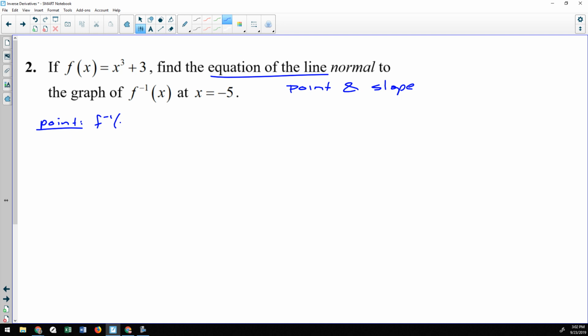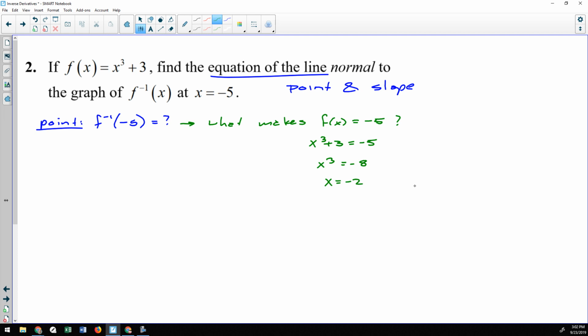So I need f inverse of -5. And to do that, I'm going to have to think, what makes my function equal to -5? So my thought process is, what makes f of x equal to -5? There's my question. Well, f of x is x cubed plus 3 equals -5. Let's move that 3 over. x cubed equals -8, and x would equal -2. That means that f inverse of -5 is -2. And so I have my point, -5, -2.